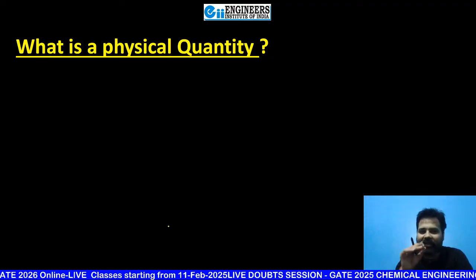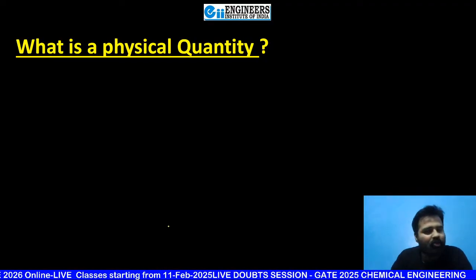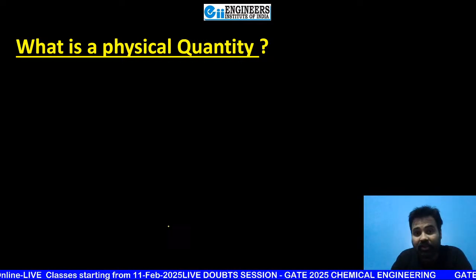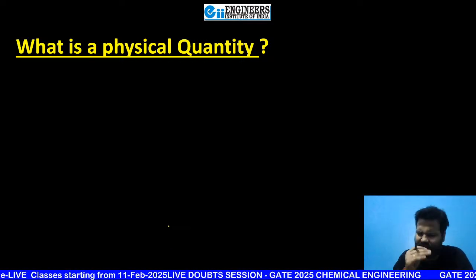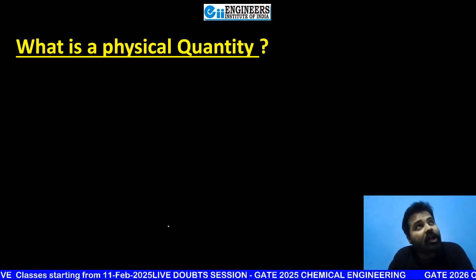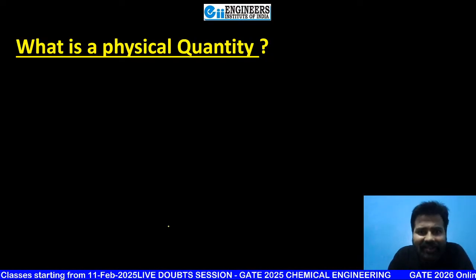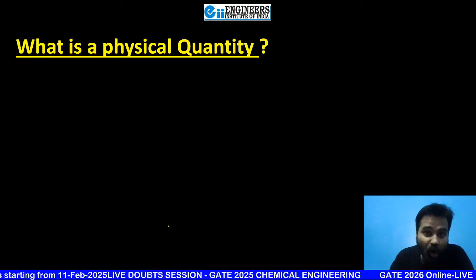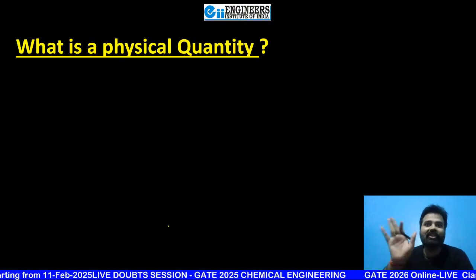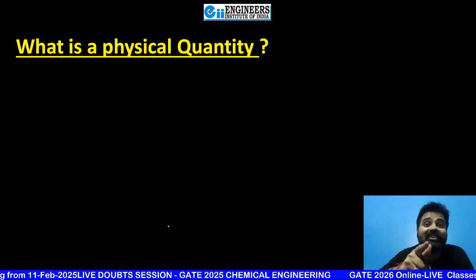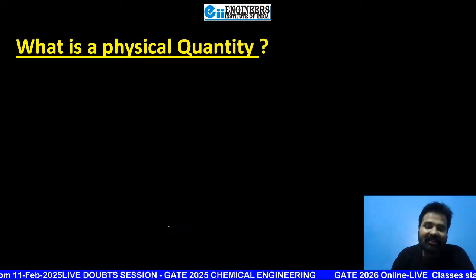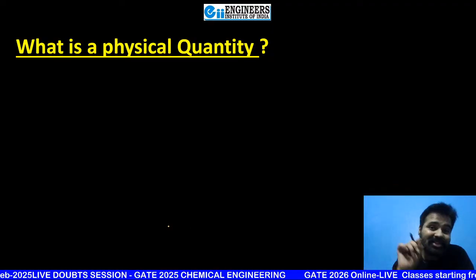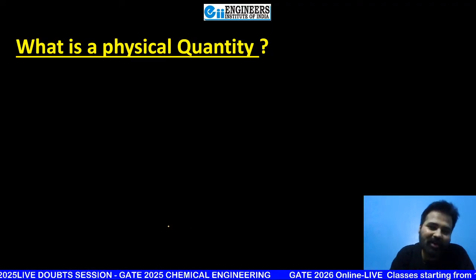Whenever I'm saying physical quantity, there is no meaning of only a numerical value. Suppose I'm asking about your mass and you say, sir, it's 68. Is it 68 gram? No, sir. Is it 68 ton? No, sir, it's not 68 ton. Sir, it is 68 kilogram. There is no meaning of 68 if you're not saying the unit along with 68. This is a physical quantity, beta.